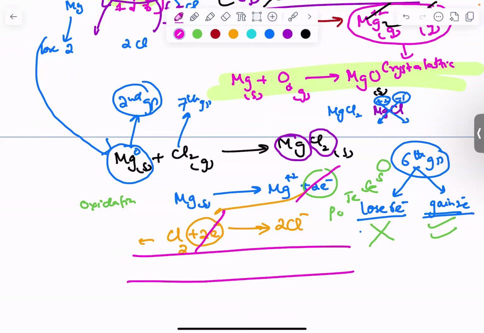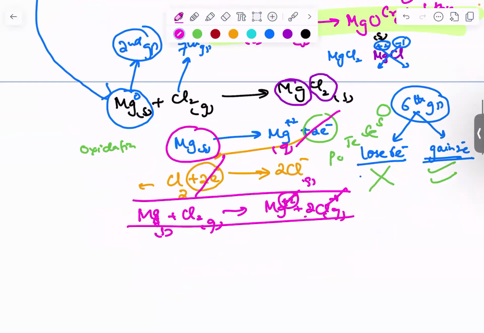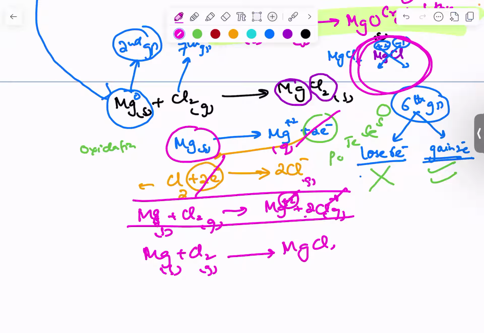All right. So, what is it? Mg solid. Now write the reactants. Mg solid plus Cl2 gas changes into Mg2+ gas plus 2Cl negative gas. Now, because you know that these are the ions, you can easily cancel the charges. So this 2, I told you how this 2 goes in the subscript, right? So it becomes Mg plus Cl2, solid and gas. It changes into MgCl2 solid.